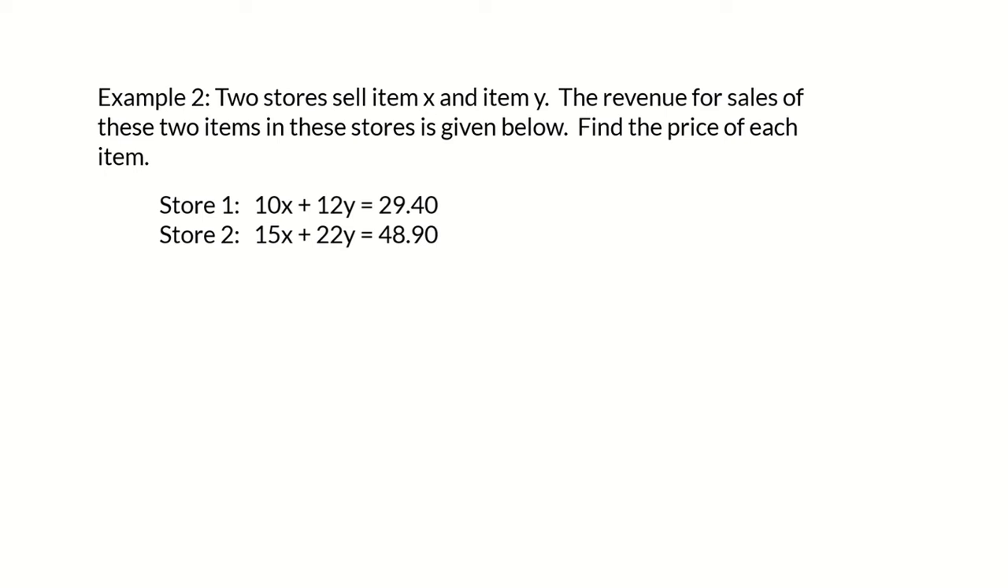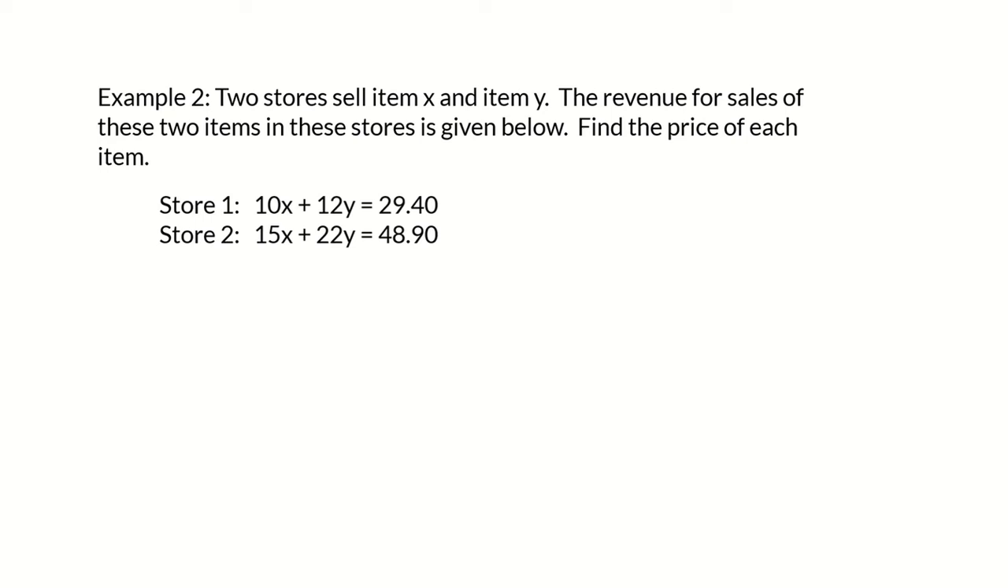Example 2, two stores sell item X and item Y. The revenue for sales of these two items in these stores is given below. Find the price of each item. And for this situation, we assume that the price of item X is the same in both stores. The price of item Y is the same in both stores. So store 1 has the equation 10x plus 12y equals 2940. Store 2, 15x plus 22y equals 4890.